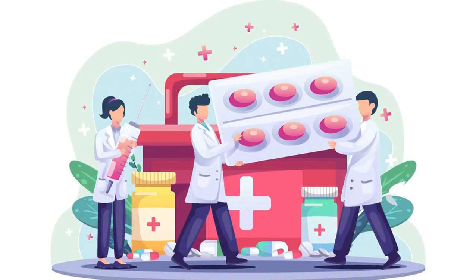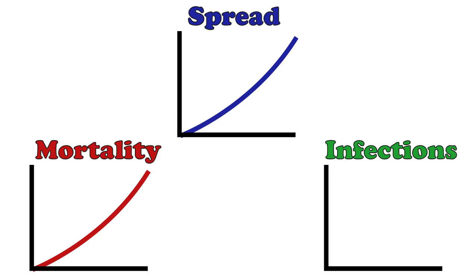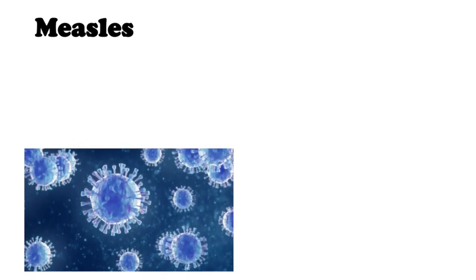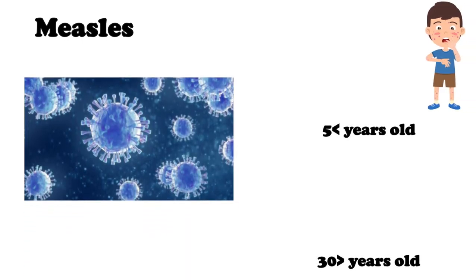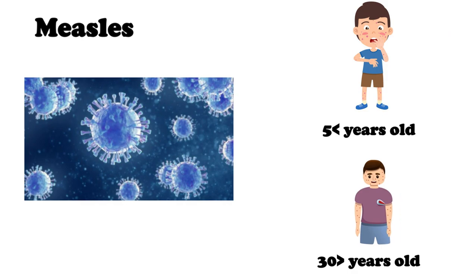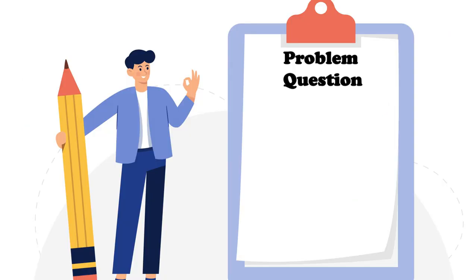In the field of health and medicine, the ability to predict variables such as the spread, mortality rate, and number of infections plays an important role in disease management. Throughout centuries, the measles has persisted as a threat, notably affecting children under 5 years old and adults over 30. In this context, the fundamental question that our research will approach arises.